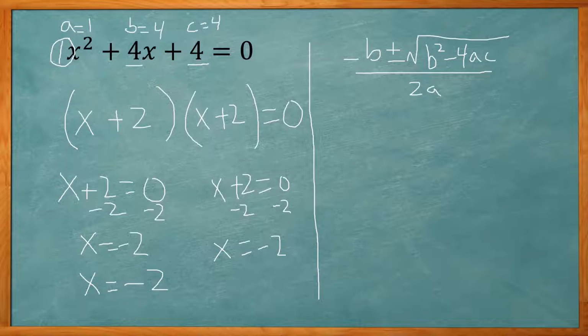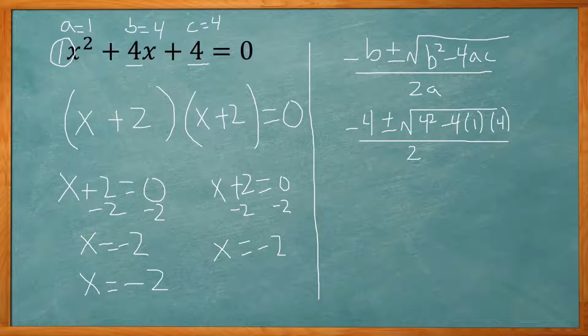So we're going to plug those values in. Negative 4 plus or minus the square root of 4 squared minus 4 times 1 times 4, all divided by 2 times 1. Again, it's going to give us negative 4 plus or minus the square root of 16 minus 16, since 4 squared is 16, and 4 times 1 times 4 is 16, and then 2 times 1 is just 2.